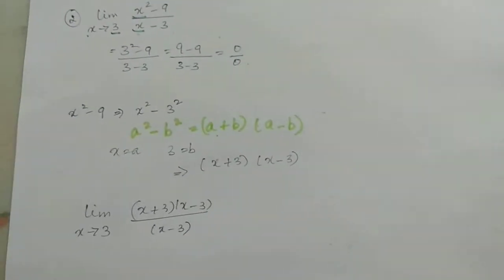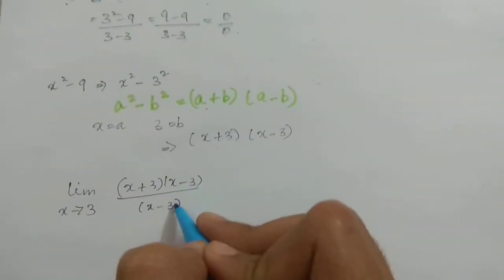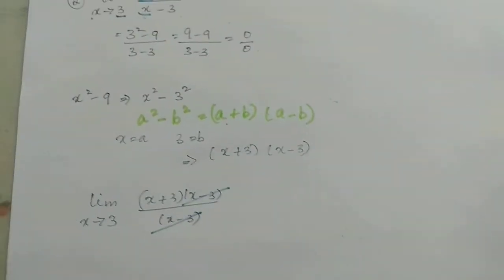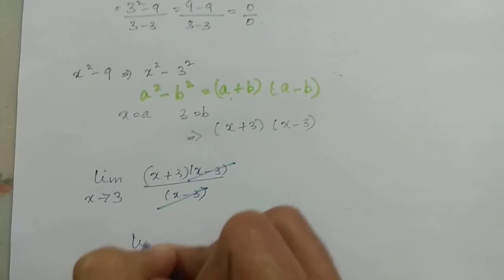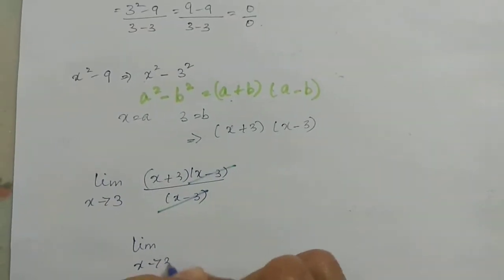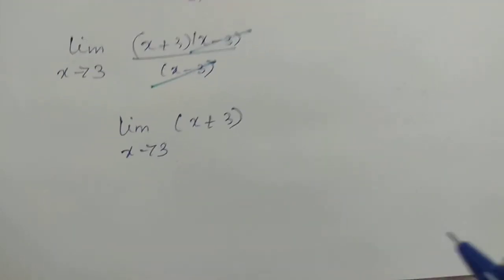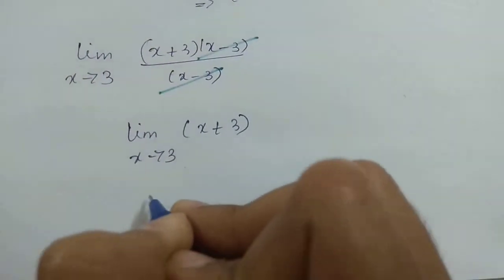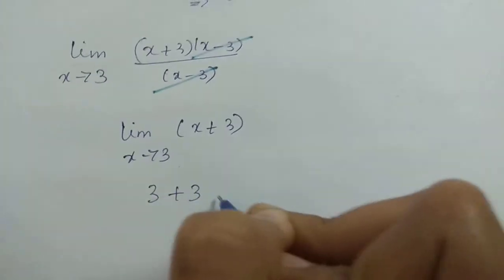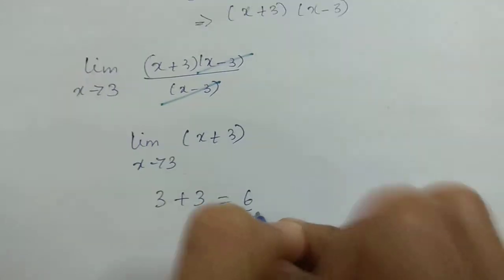Now x minus 3 gets cancelled. It becomes limit x tending to 3, x plus 3. Once you have simplified it, use your direct substitution method. It becomes 3 plus 3, that is 6.